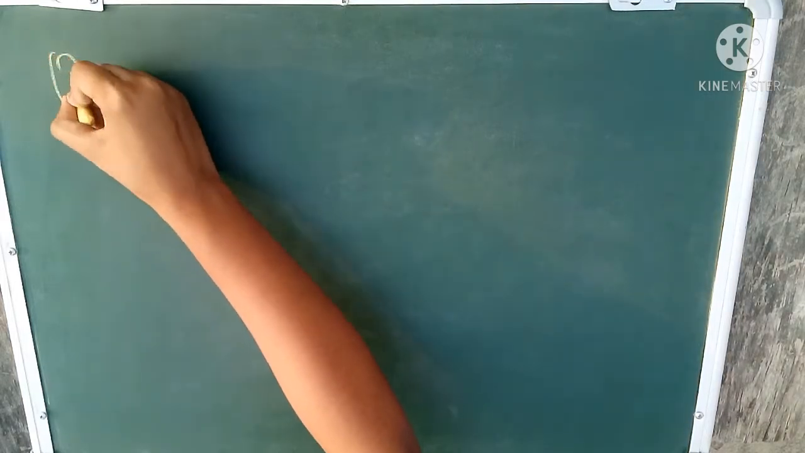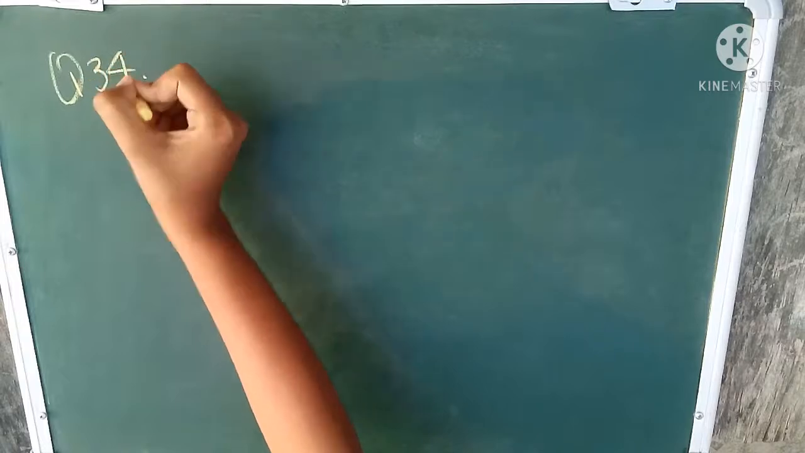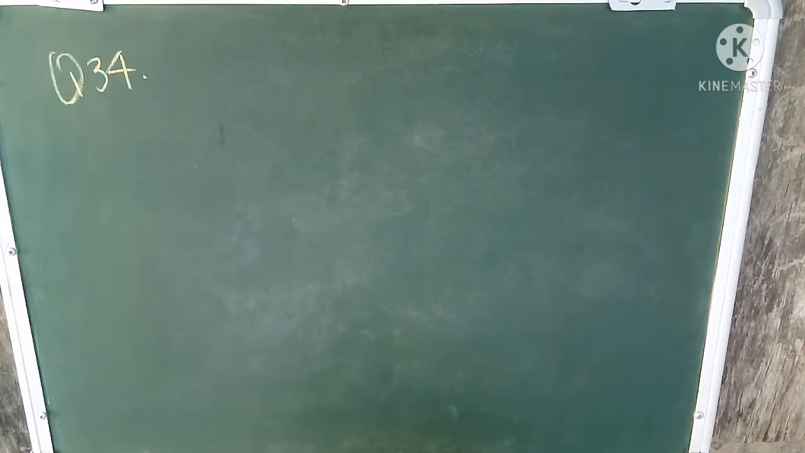In this video I will be covering level 2 questions starting from question number 34. So here question number 34 says that we have to find the greatest 5-digit number which is exactly divisible by 9 and 13.